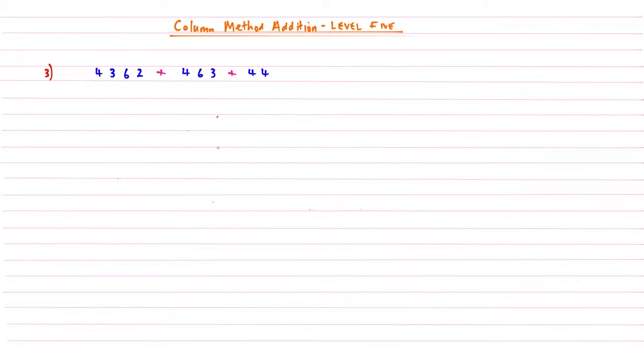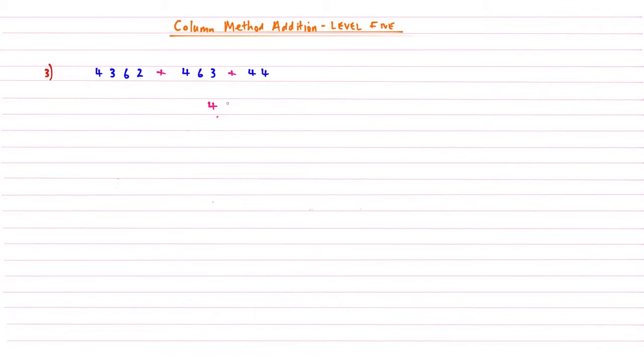Okay, then moving on to example number 3. So here is the first example now where we have more than 2 numbers written in a row. So we need to look at how we use the column method addition to add more than 2 numbers. So here we've got 3 numbers. So always choosing the biggest one to go first, 4,362. Let's create this method. Let's start showing our workings and setting up our columns.